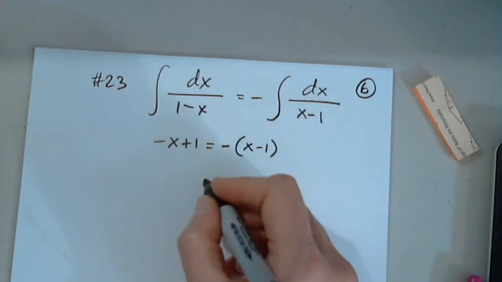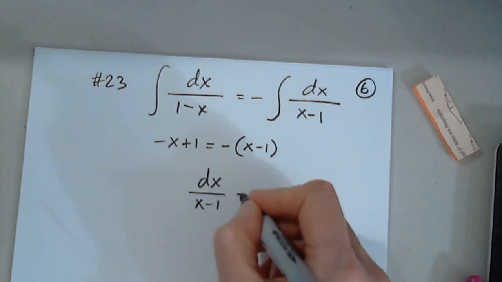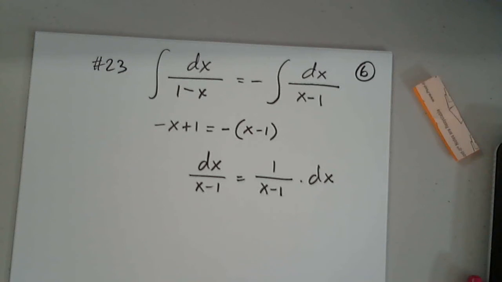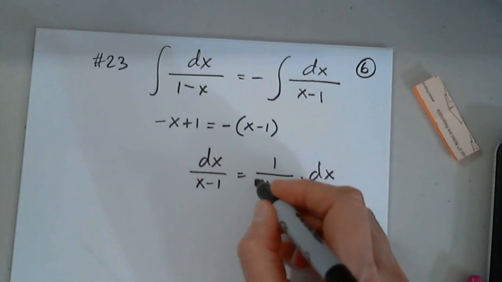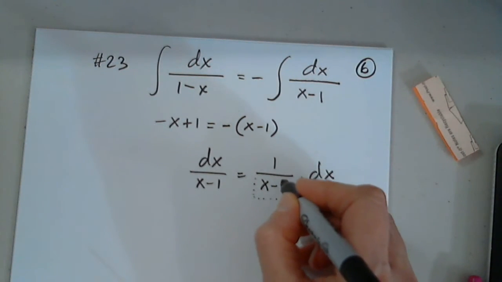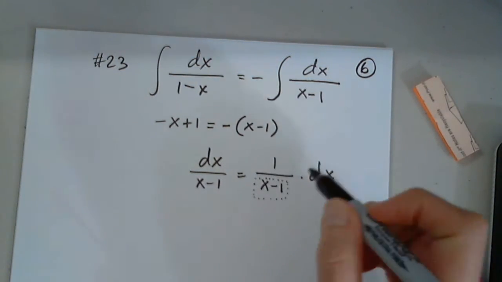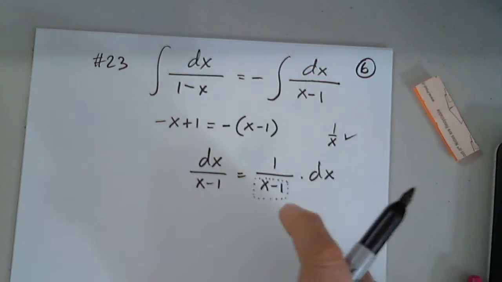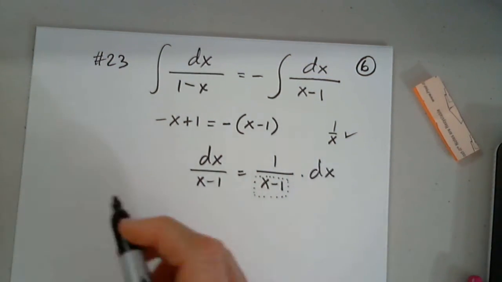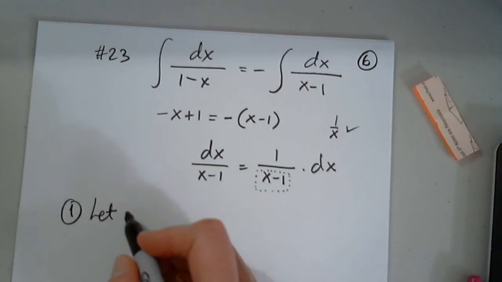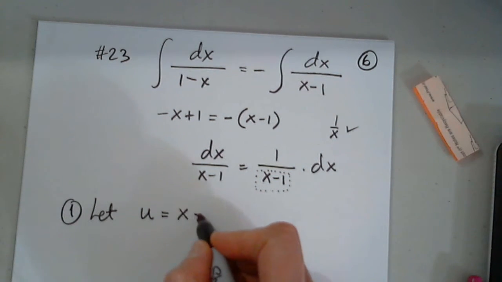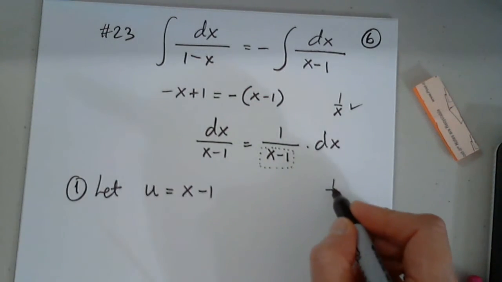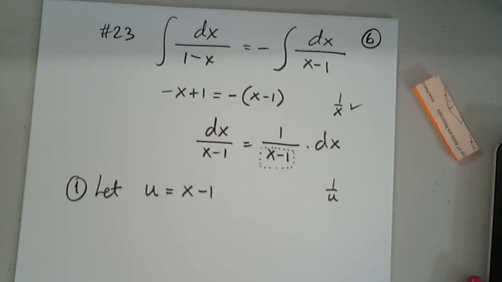Remember, what is dx over x minus 1? It's the same with 1 over x minus 1 times dx. Same thing. This is what I don't like. This is a function inside of 1 over x. I want 1 over x. I don't want 1 over x minus 1. So I'm going to say in step 1, let u be x minus 1. I want it simple. I want just 1 over u, which I know how to handle.